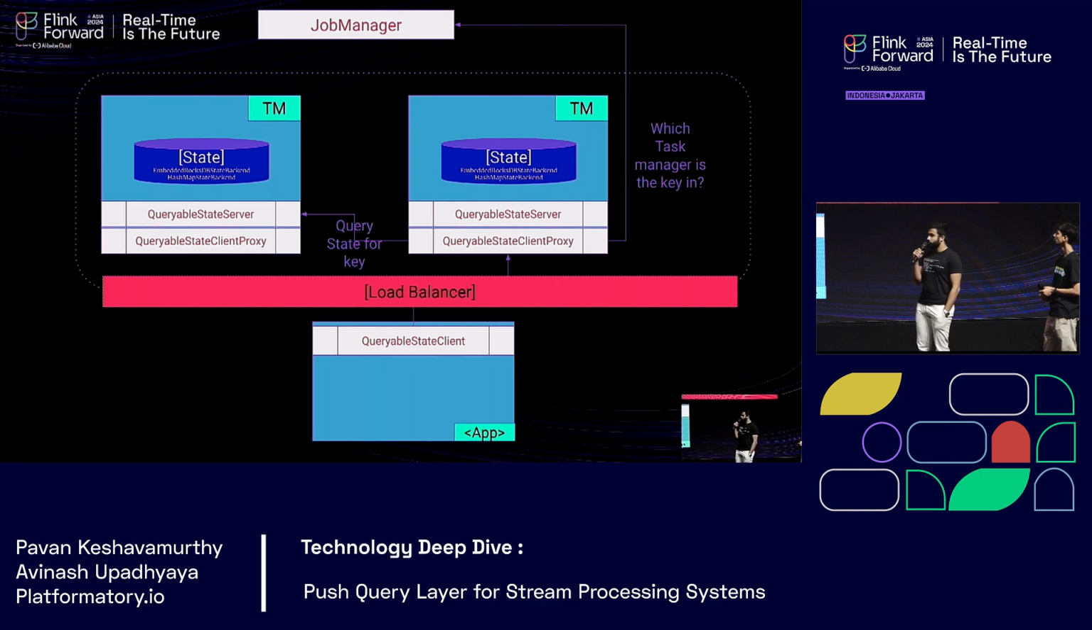Because it's a distributed system, any of the task managers can be processing the key that we're interested in. So the job manager does the bookkeeping of where the state for a particular key is. Using that information, the queryable state client talks to the respective queryable state server. It can be the same task manager or another task manager, and then it fetches the state from the actual state backend.